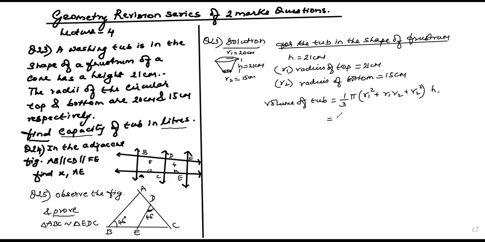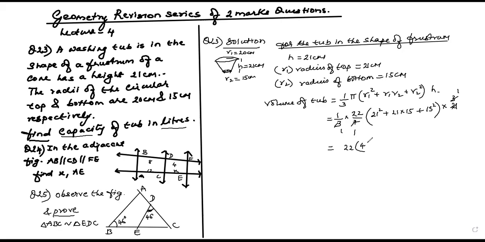Now, what is this going to be, children? 1/3. They have not given us a value of pi. I'm going to take the value of pi as 22/7, okay? And what is the value of R1? R1 is 21 square, children. And what is this? 21 into R1 into R2, 21 into 15, plus R2 square, 15 square, and into H, which is 21. So you can clearly see 7 ones are 7, 7 threes are 21. This 3 gets cancelled. So what you're left with is 22 into whatever is inside the bracket.